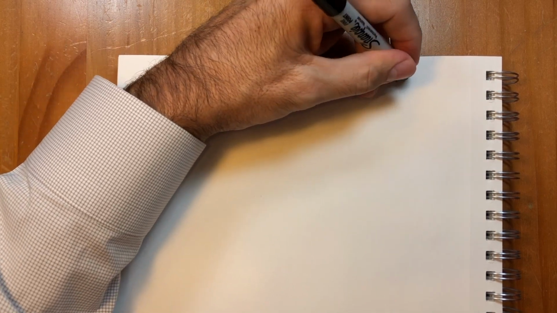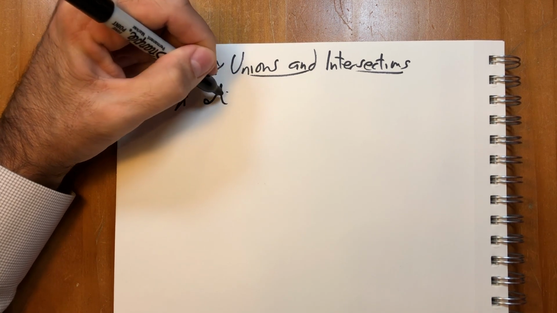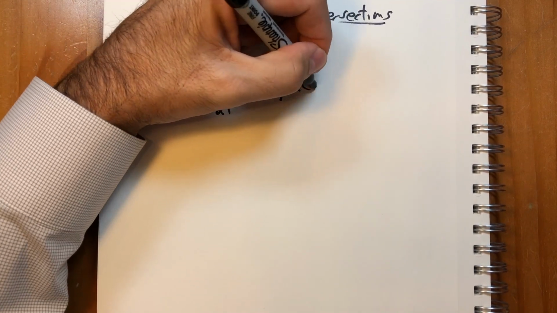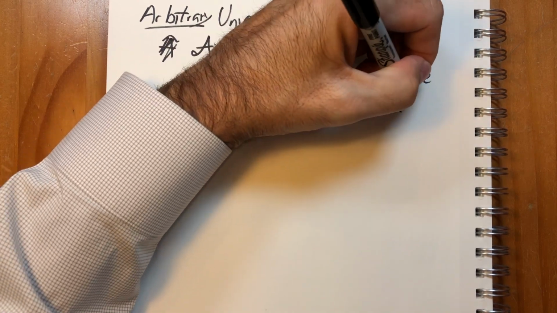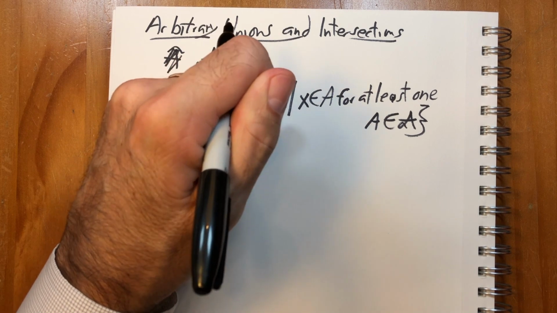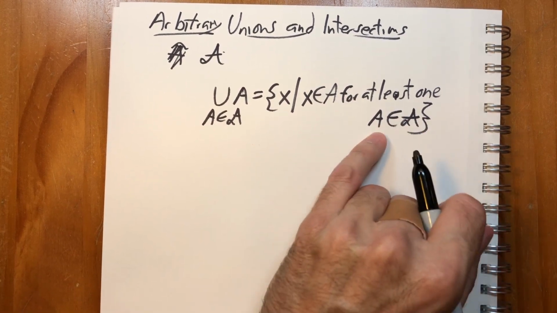Okay, so arbitrary unions and intersections. We've already defined what we mean by the union and the intersection of two sets, but there's no reason to limit ourselves to just two sets. We can just as well form the union and intersection of arbitrarily many sets. So given a collection A of sets, the union of the elements of the collection is defined by the equation: the union of all the sets in the collection is the set of all x such that x is an element of at least one of the sets in that collection.